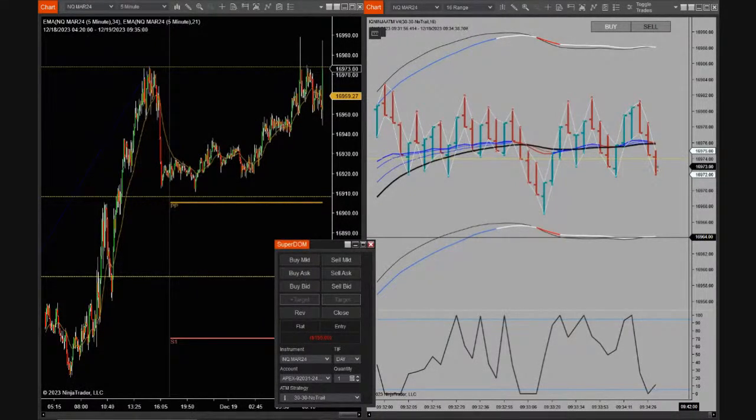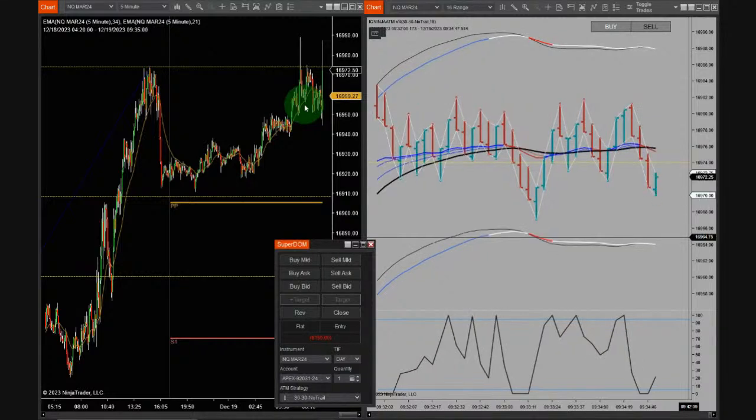Good morning. It is Tuesday, December 19th. A little bit late. It's 9:34 a.m. And as usual, I am trading the NQ. This is a demo account. This is live data, real live data, but it is play money demo.